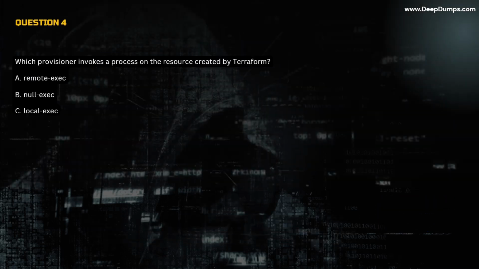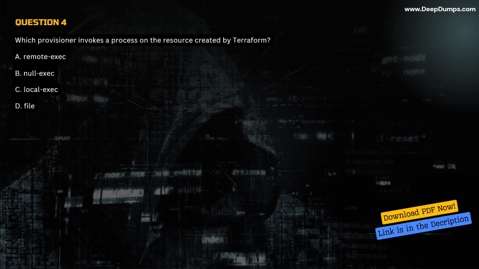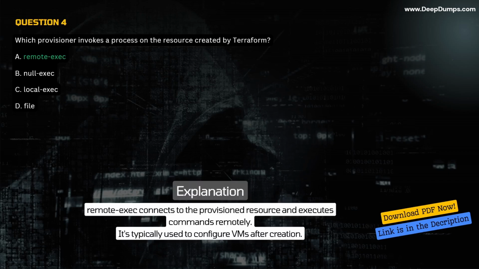Question 4. Which provisioner invokes a process on the resource created by Terraform? A. Remote exec. B. Null exec. C. Local exec. D. File. Correct answer A. Remote exec. Explanation: Remote exec connects to the provisioned resource and executes commands remotely. It's typically used to configure VMs after creation.